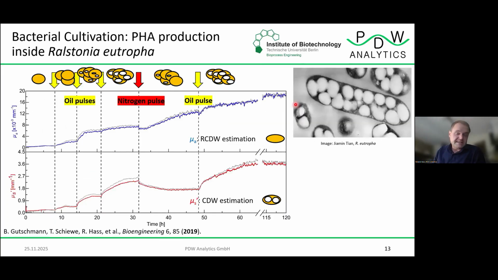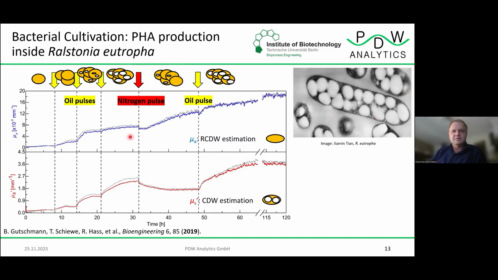And one last example for bioprocess control by PDW spectroscopy. It's an example which I like a lot. It has been done at the TU Berlin. It's on PHA production in Ralstonia eutropha. And actually, by accident, there was one effect observed: with the 2 coefficients, absorption and scattering, we see 2 different effects in these particles.